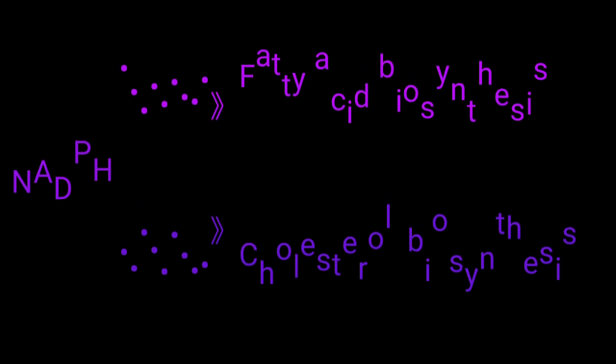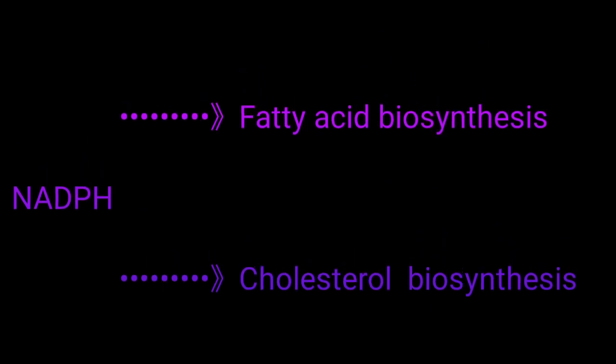The fourth important use of NADPH as a coenzyme is in both fatty acid synthesis and in cholesterol biosynthesis. Both of these pathways require the reductive equivalents present in NADPH during fatty acid elongation, as well as cholesterol biosynthesis.